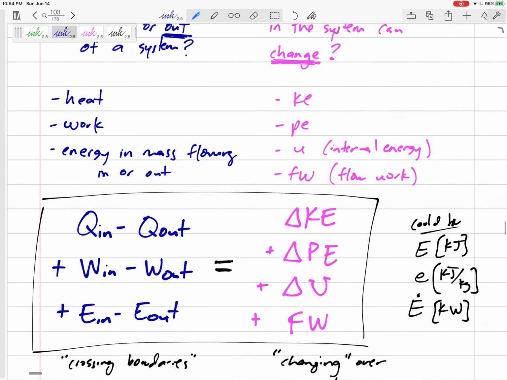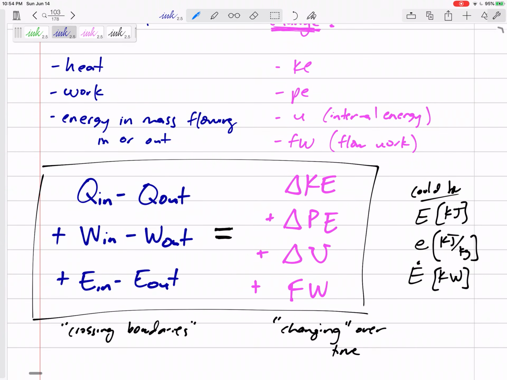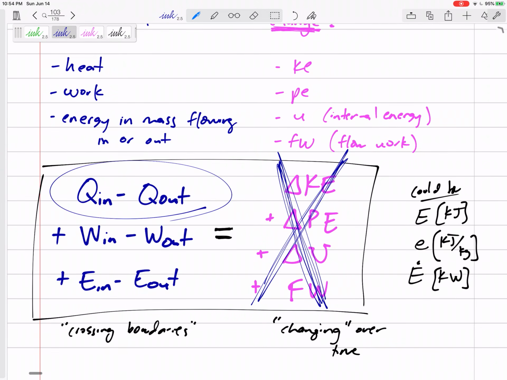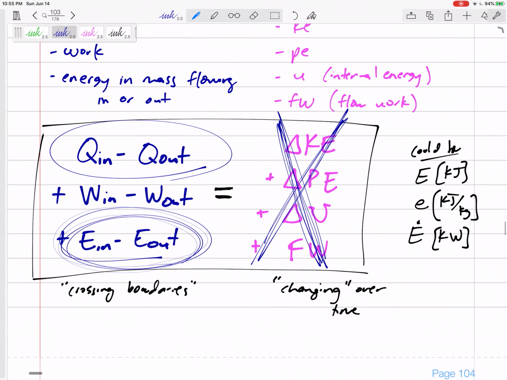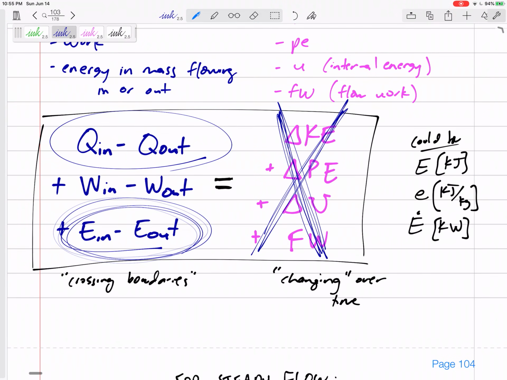But for steady flow devices, everything on the right-hand side of our equation is going to be 0. And so all we're doing is adding up the heat transfer in and out, adding up the work in and out. Now, this is what we haven't had before, the energy in the fluid. This is energy in the fluid. This is h plus V squared over 2 plus gz.